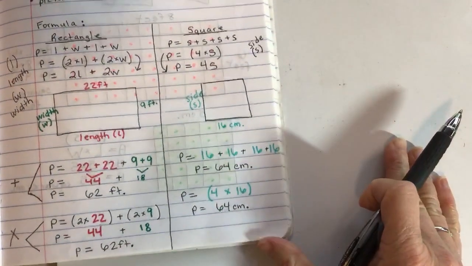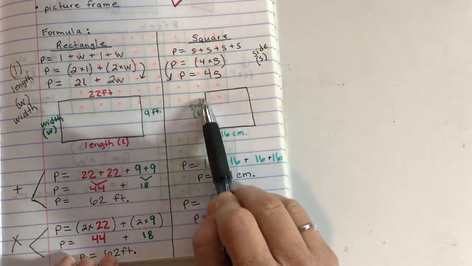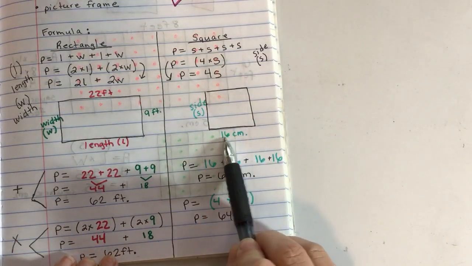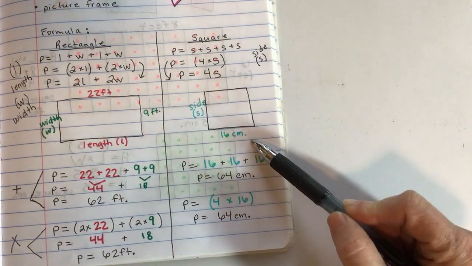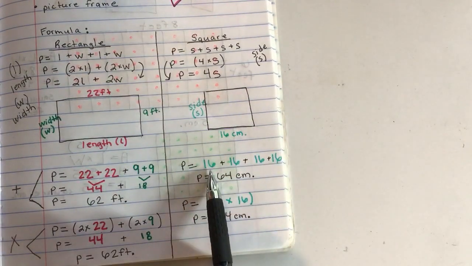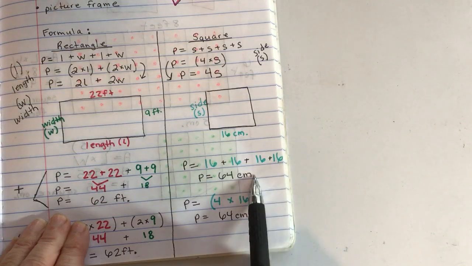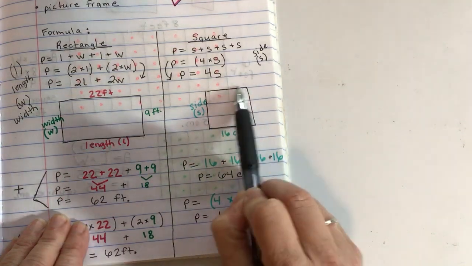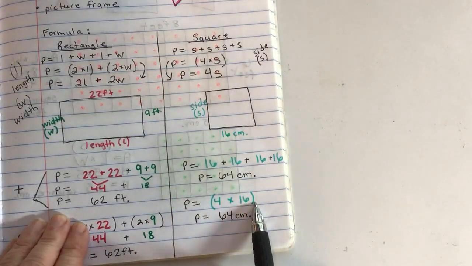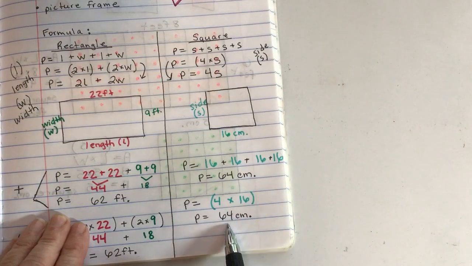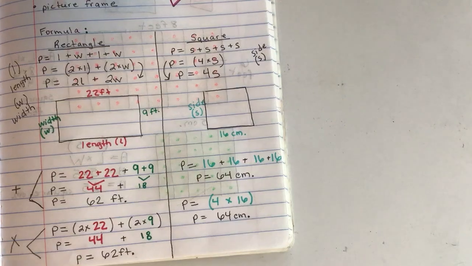If we want to do a square, remember that a square is equal on all sides. So if this side of the square is 16 centimeters, then all the sides of the square are 16 centimeters. So I can do it 2 ways. If I'm going to do the addition way, I can do 16 plus 16 plus 16 plus 16, which gives me 64 centimeters all the way around. Or I could do 4 times 16, which would give me 64 centimeters all the way around. Either way, okay?